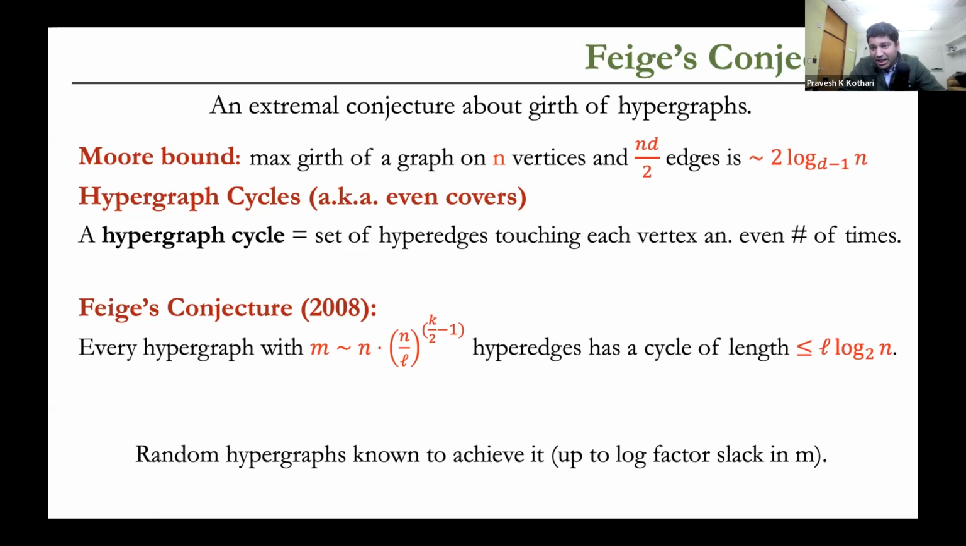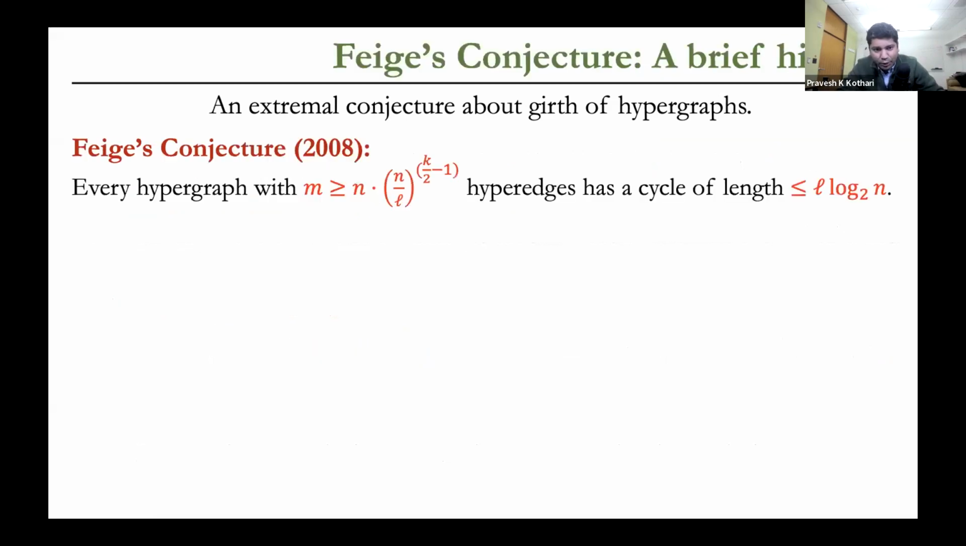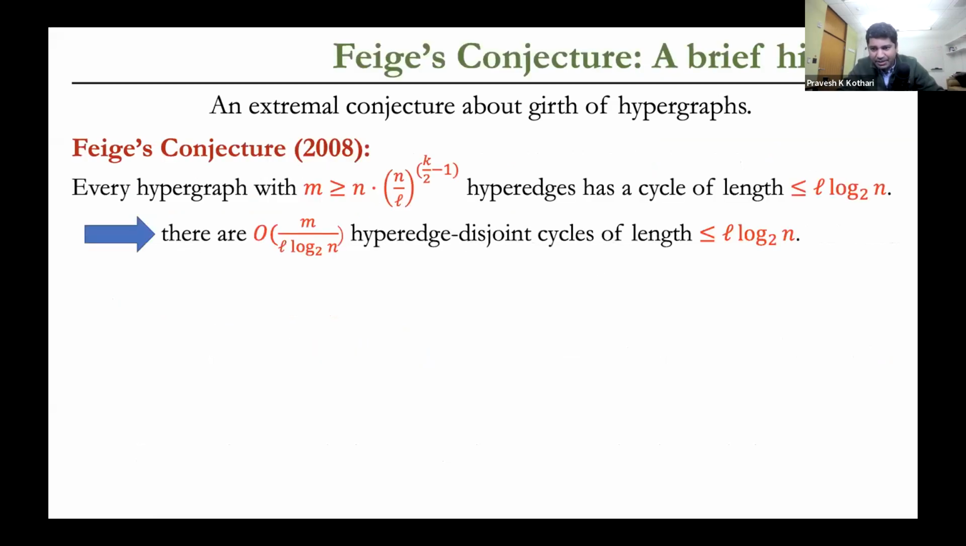So, he checked that random hypergraphs satisfy this property, but he thought that this should be true for all hypergraphs, like worst case. So that's what he conjectured. And maybe it's not easy to digest, but it turns out that if you have one such cycle of length L log n, then removing the hyperedges appearing in it and repeating shows you that you can construct many such cycles.